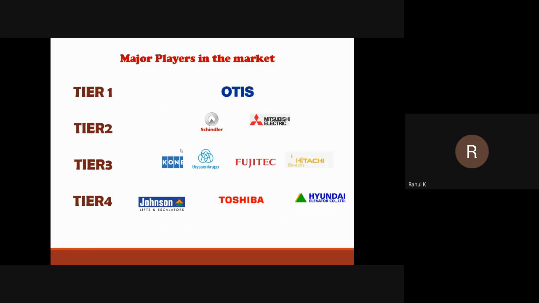Moving on, the major players in the market: we have categorized the players based on their market share and amount of turnover per year, and all the categories. There are mainly four tiers of players. Of course, OTIS is the top of them all, because they occupy a huge market in the escalator industry.